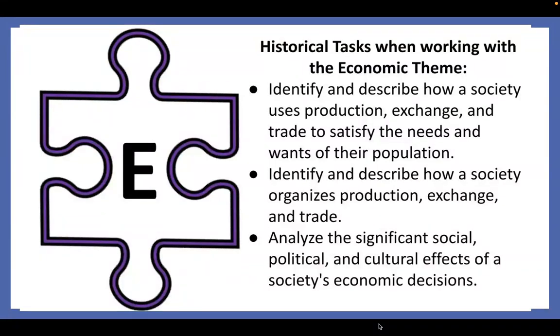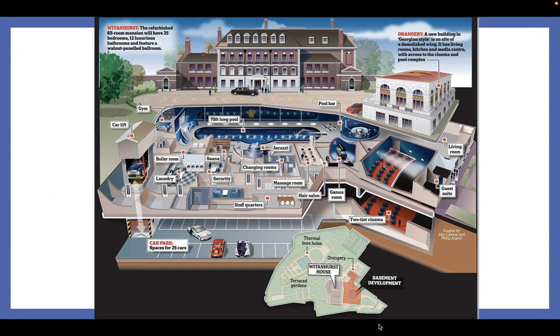So we begin this focusing on the economic theme. In the economic theme, what we're doing is we're identifying and describing how a society uses production and trade to satisfy the needs and the wants of their population, and how they organize this production and how this organization affects the social, the political, and the cultural processes. So, this picture probably kind of defines what the Industrial Revolution is about.